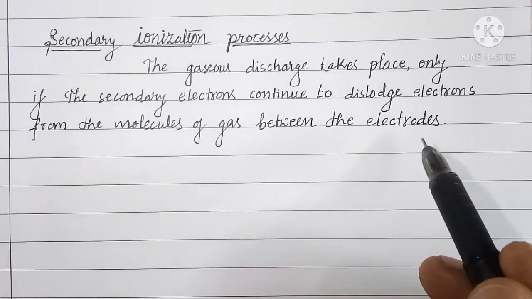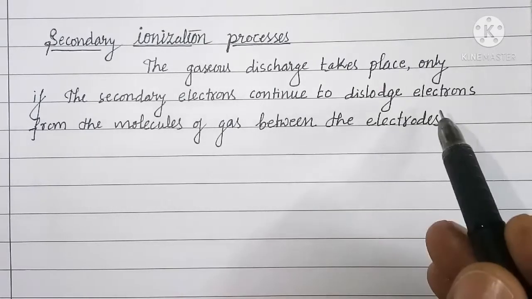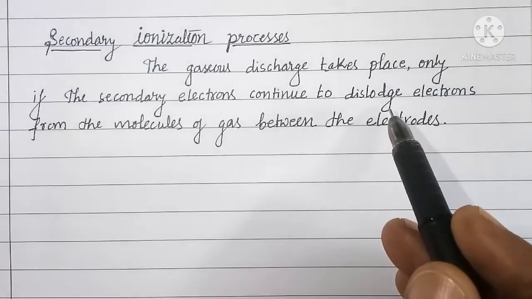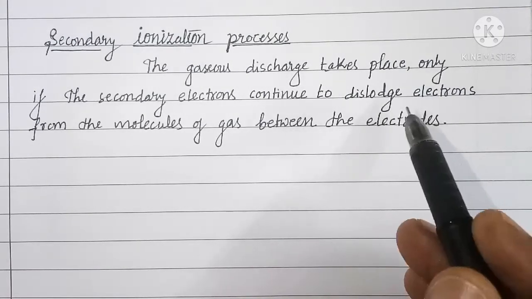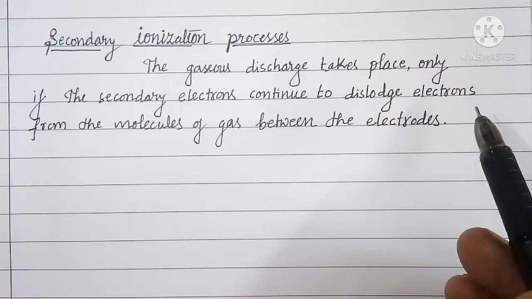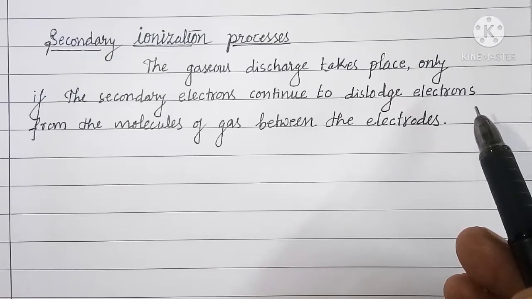So if this does not happen, then what will be the result? If it does not happen, then the electrons released and the ions will recombine, and once again the neutral atoms of the gas will be formed, and hence the discharge of the gas would not take place.